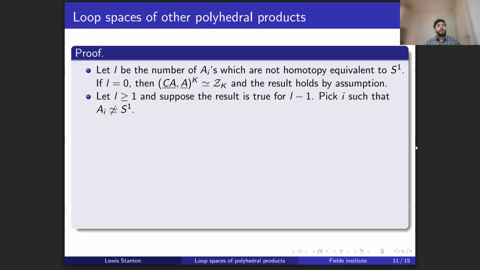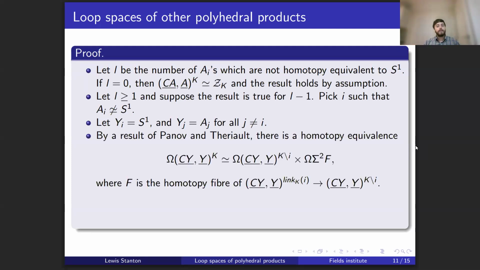So the next thing is to assume L is greater than or equal to 1. And we're going to pick out a space now, which is not homotopy equivalent to S^1. What we're going to do is define a different collection of spaces where we replace this A_i with an S^1 and leave all the rest the same. And this will allow us to apply the inductive hypothesis to show that the decomposition holds. And then we're going to try and fiddle about a bit to apply it to the original polyhedral product, sorry.